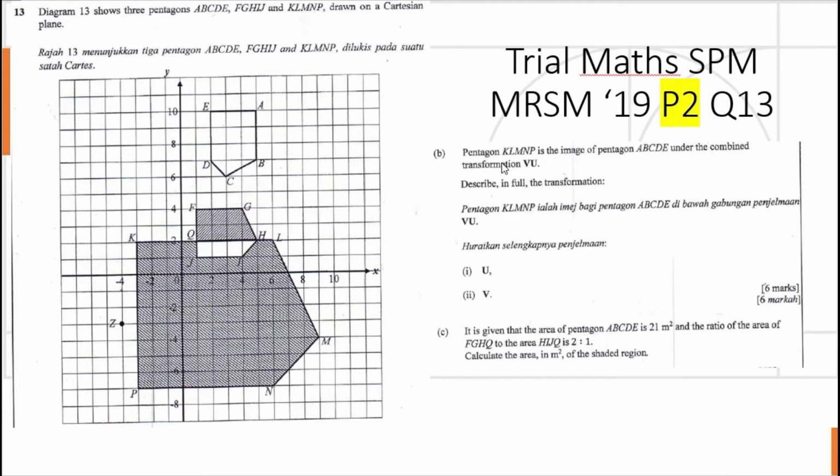Pentagon KLMNP is the image of pentagon ABCDE under combined transformation VU. So explain U and V. We know here VU means U happens first and then V. So first U and then V.